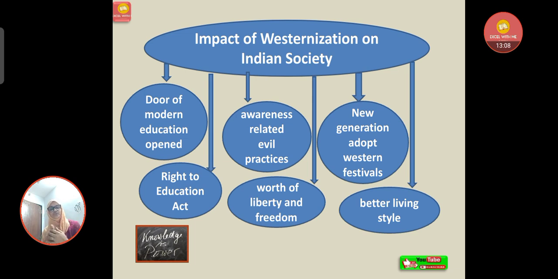gadgets they used also. The new generation adopted Western festivals, style of living, celebrations in Indian society. For example, young people celebrating different days which previously were not part of Indian culture: Friendship Day, Father's Day, Mother's Day, Women's Day, etc. Then people absorbed Western science, technology, literature and use it for a better living style, we can say.